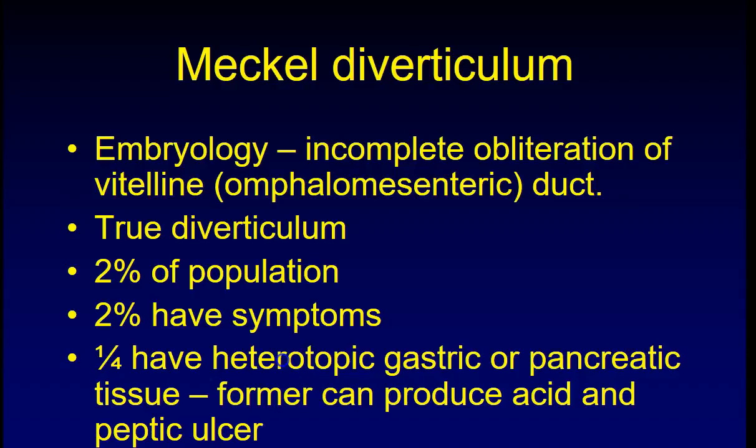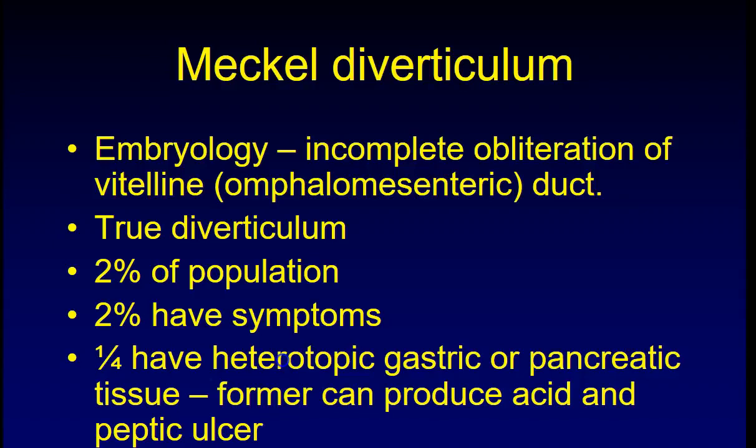Meckel's diverticulum is a true diverticulum. It results from incomplete obliteration of the vitelline or omphalomesenteric duct. Actually, I think the omphalomesenteric terminology, even though it's a longer word, is better because at least that tells you where it's coming and going. It's not uncommon. About 2% of people have one of these. But of those who have them, only about 2% have symptoms. In a quarter of the cases, there is heterotopic gastric or pancreatic tissue in the diverticulum.